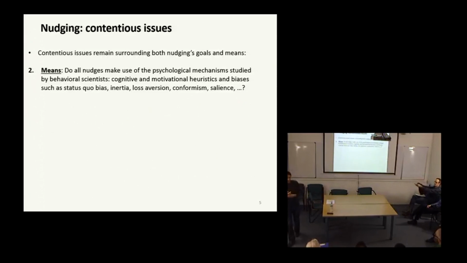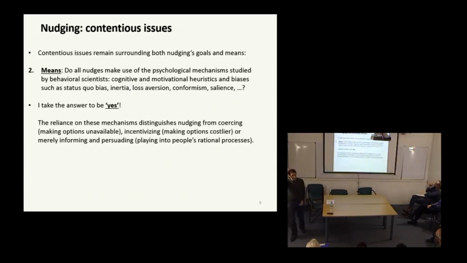The other contentious issue has to do with means of the nudge. Shouldn't we add something here, saying that nudges make use of psychological mechanisms studied by behavioral economists, psychologists, and so on? So they have to tap into people's heuristics, cognitive heuristics, motivational aspects, biases as well, and you have a whole list of relatively well-known psychological mechanisms: status quo bias, inertia, loss aversion, conformism, salience. So nudges are interventions, policy tools that tap into exactly these psychological mechanisms.